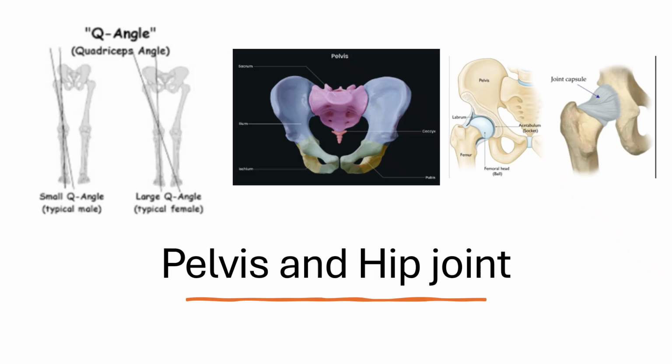The reason why the Q angle is usually wider in females versus males is because the females have to have the babies, which means they need more space in their hip and pelvic region than men.